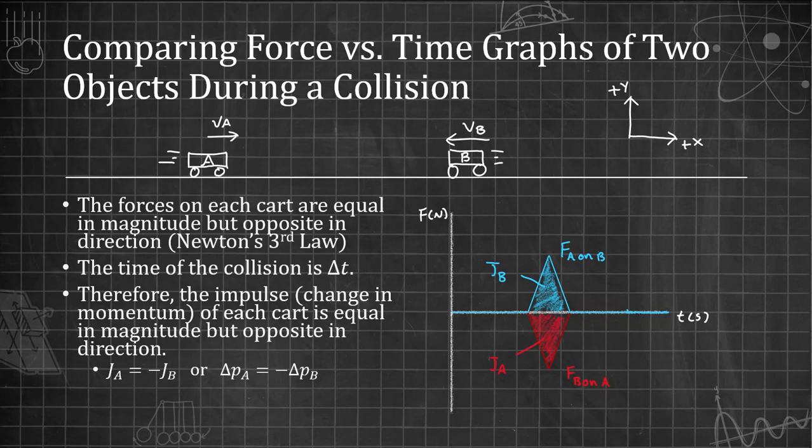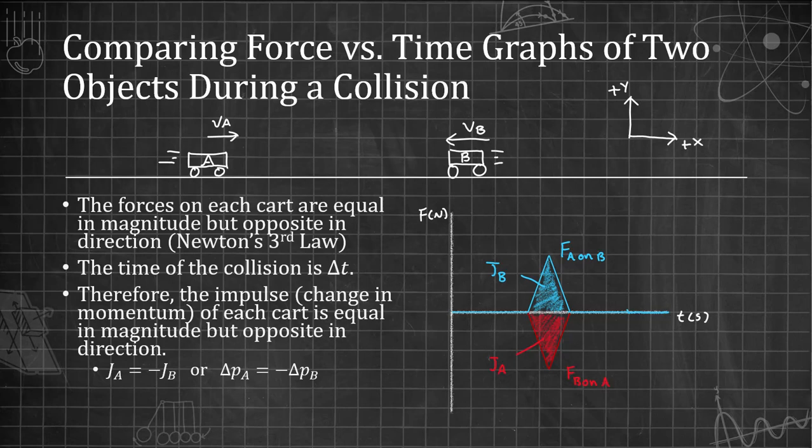Diving a little deeper into this graph, we know that the forces everywhere on both of these graphs are equal in magnitude, opposite in direction. That's Newton's third law. They always exert equal forces on each other. The two force graphs occur over the same time duration, because for the time that A is in contact with B, B is in contact with A. So the collision for both of them takes the same amount of time, which makes sense.